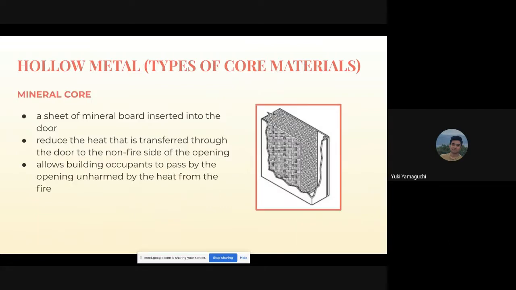Lastly, we have the mineral core. It is a sheet of mineral board inserted into a door. It reduces the heat that is transferred through the door to the non-fire side of the opening, which allows building occupants to pass by the opening unharmed by the heat if there is fire.